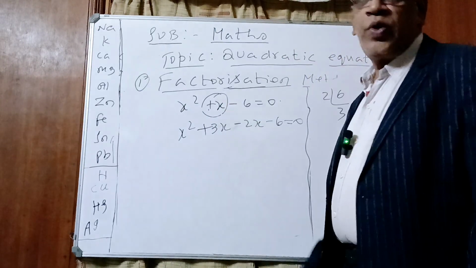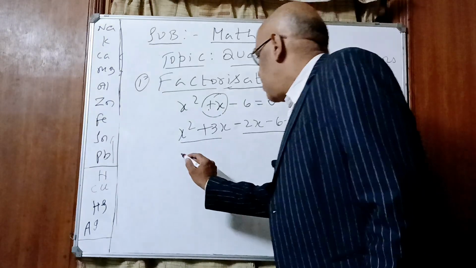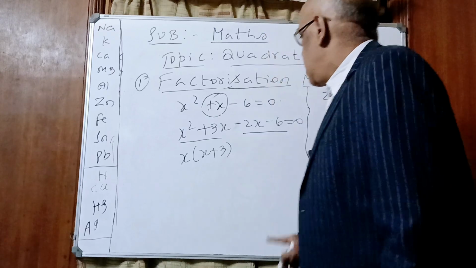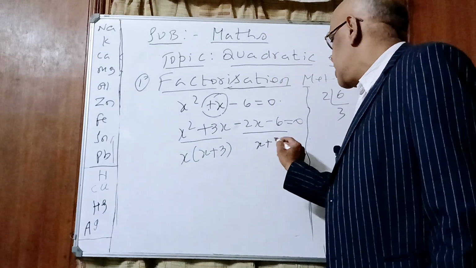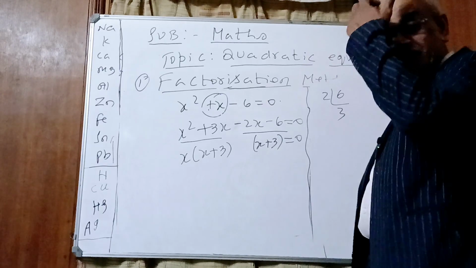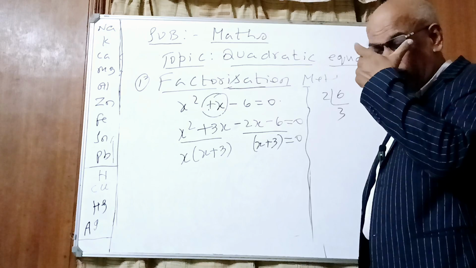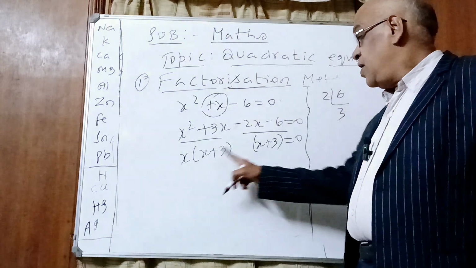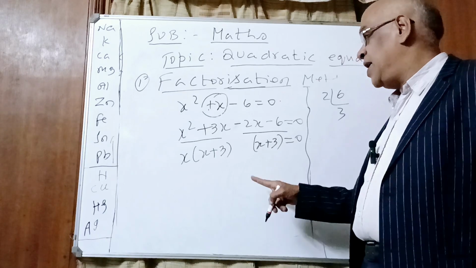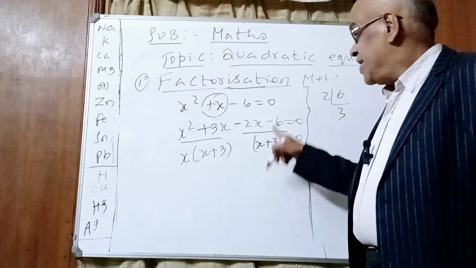Question number 2. Same thing I have taken. What is the common factor here? x into x plus 3. What should we get here, children? x plus 3 is equal to 0. See, children? In the first question, x square plus 5x, what did I tell? Whatever comes here, I should write the same thing. Here x plus 3, and I have written x plus 3. It tallies. Now, what is the sign here? Minus. It becomes plus. The sign changes.